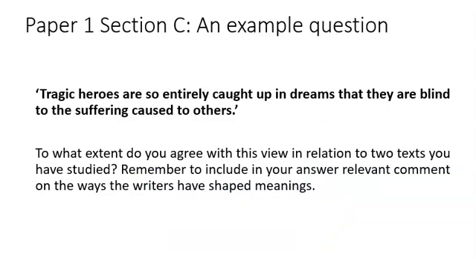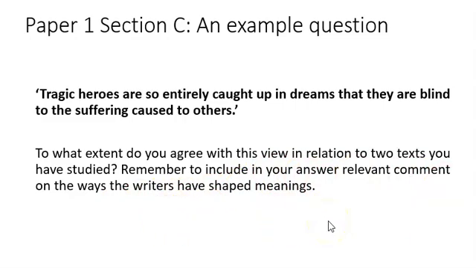So I'll give you a second to familiarise yourself with that statement, and then just draw your attention to the question structure. This doesn't change in paper 1 Section C. You will always be asked to what extent do you agree with this view in relation to two texts you have studied. In our case, that is the Keats tragic poems and Death of a Salesman. Remember to include in your answer relevant comment on the ways the writers have shaped meanings.